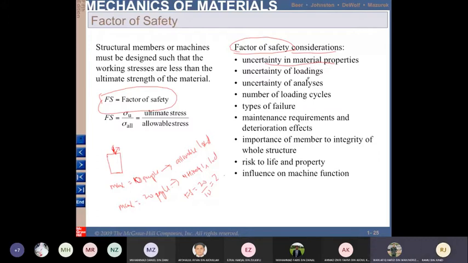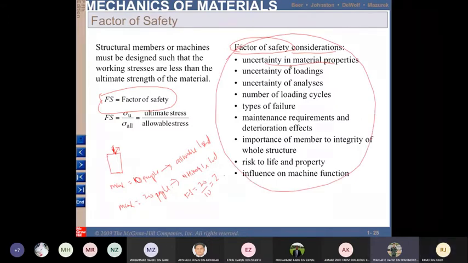And then uncertainty of loading, uncertainty of analysis, number of loading cycles. Sometimes, like we say maximum 10, but someone may put 12 people. So some people will put more than the number allowed. So we do not know. That's why we put factor of safety in consideration when we build something.